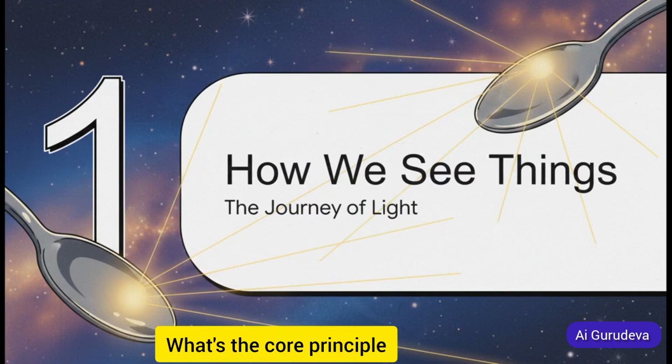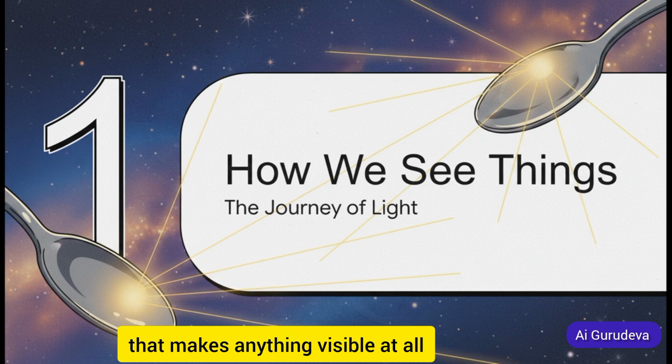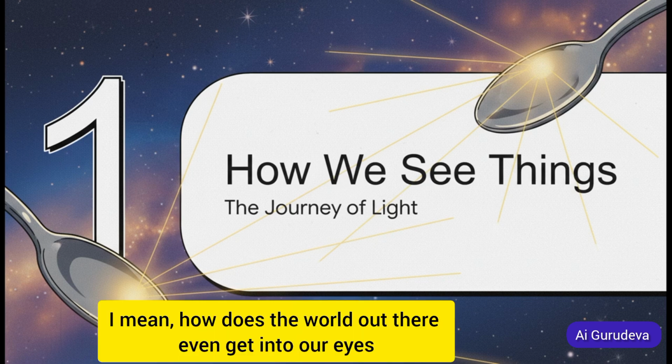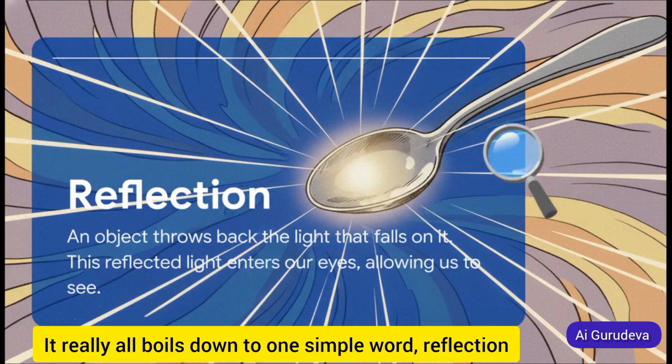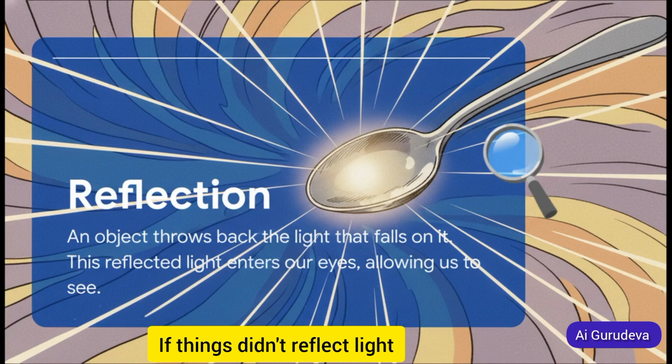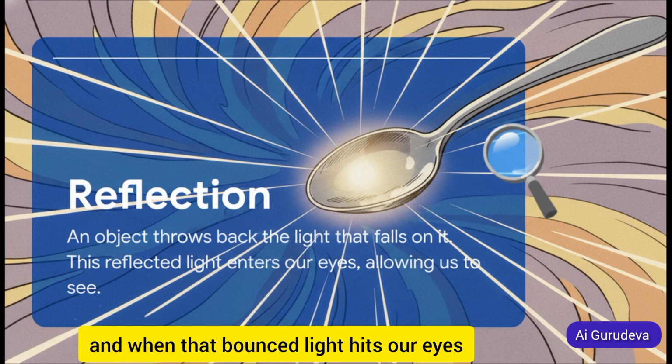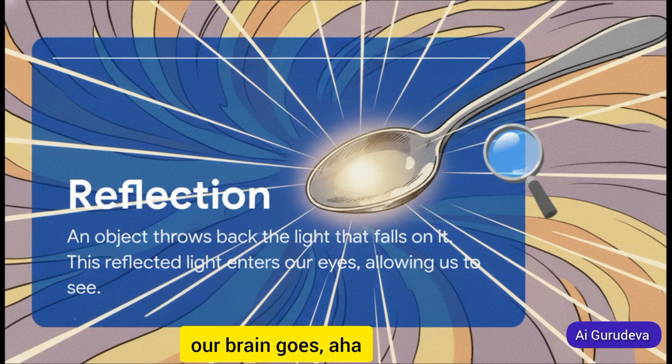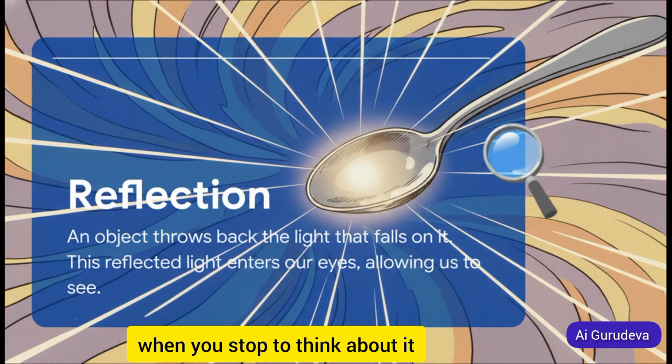What's the core principle that makes anything visible at all? I mean, how does the world out there even get into our eyes? It really all boils down to one simple word: reflection. If things didn't reflect light, we wouldn't see anything, period. Light from a source, like the sun or a lamp, hits an object. It bounces off, and when that bounced light hits our eyes, our brain goes, aha, there's something there. It's so simple, but it's also kind of profound when you stop to think about it.